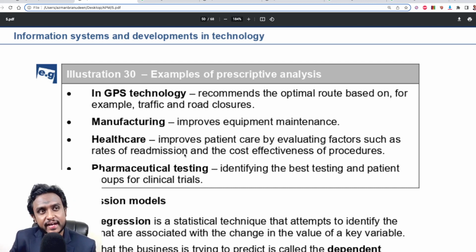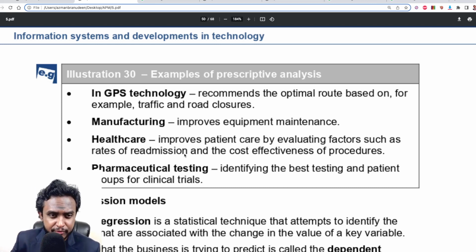Healthcare improves patient care by evaluating factors such as rates of readmission and cost effectiveness of procedures, etc. Insurance companies actually use predictive analytics based on historical data, based on your behaviors, based on all the consumer behaviors, and what kind of history in terms of charging. The premium can actually get lower if you are maintaining your health better, and your records show that your health is optimal, and you do regular maintenance of your body and regular checkups, etc. So at different points, different types of analytics is used.